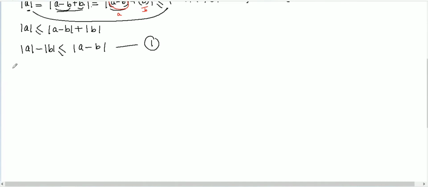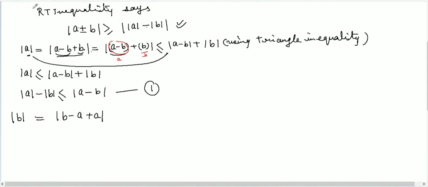We started by taking the absolute value of A. Now this time we will start by taking the absolute value of B. The absolute value of B is equal to the absolute value of B minus A plus A. Earlier we did the absolute value of A equal to A minus B plus B. Now we take the absolute value of B minus A plus A. You can cancel it and it will be the same; both sides are the same.